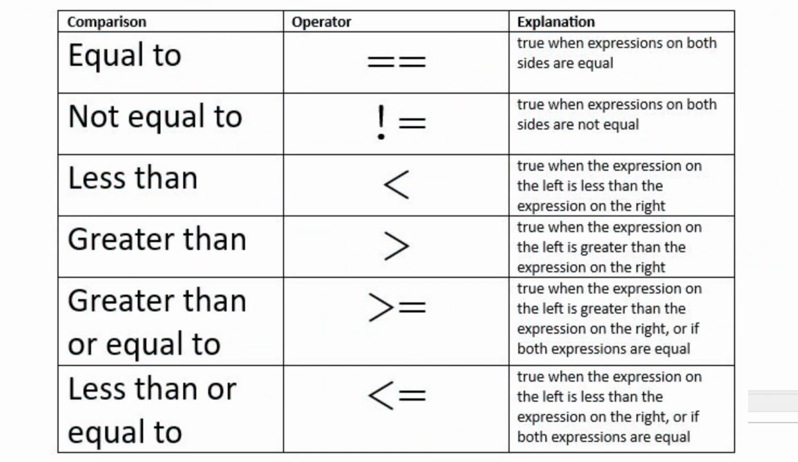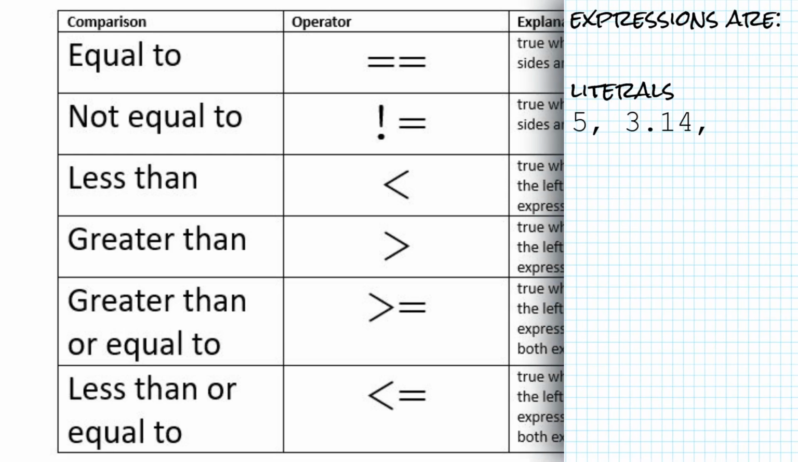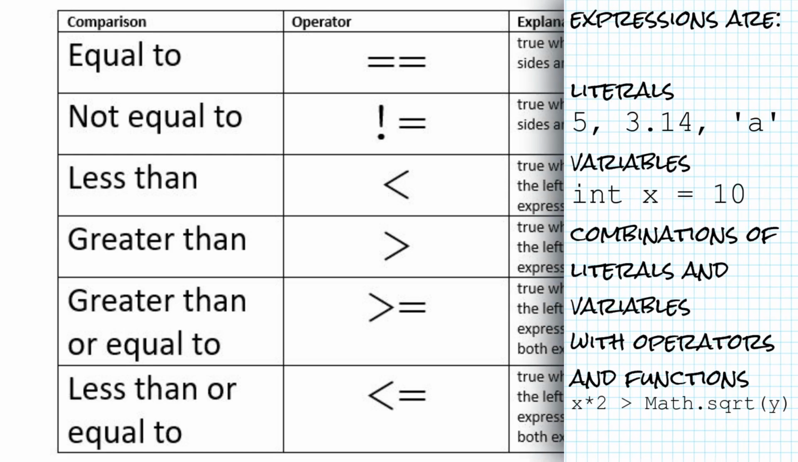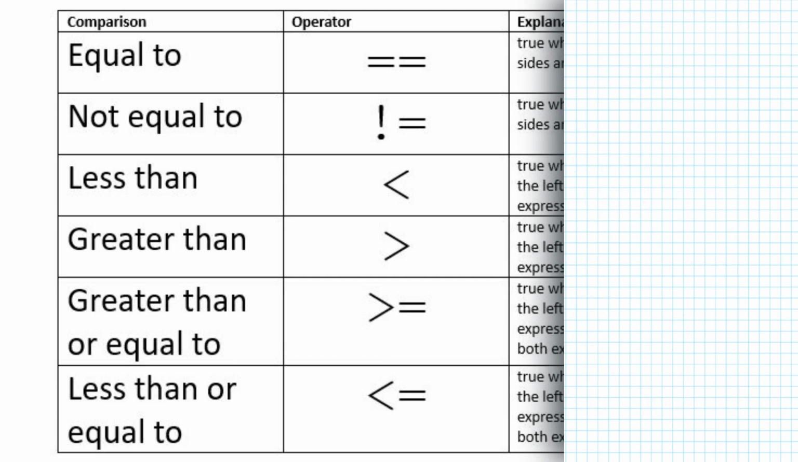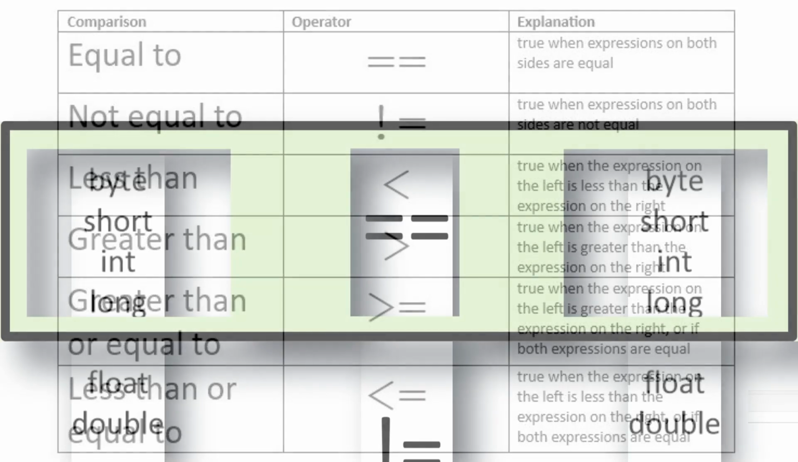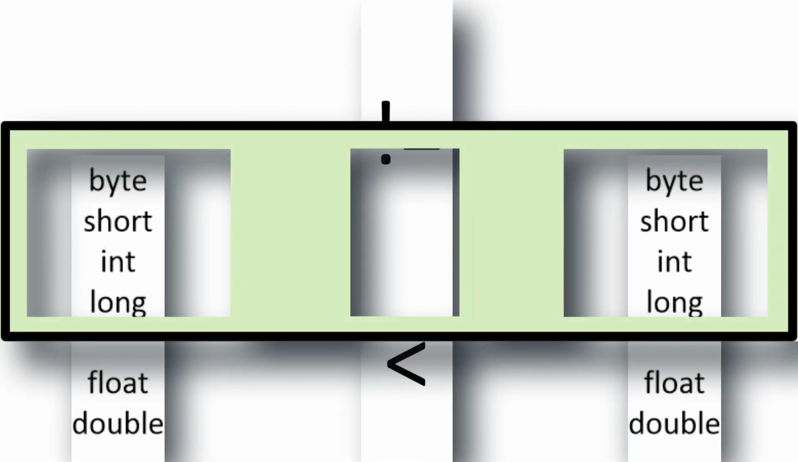This is our table of relational operators from the last video. Relational operators can be used to compare numeric expressions. Remember that expressions are literals, variables, or literals or variables combined with operators such as plus and mod, or functions such as square root and pow. So if I have variables called x and y, I can write an expression like x times 2 greater than Math.sqrt(y), for example.